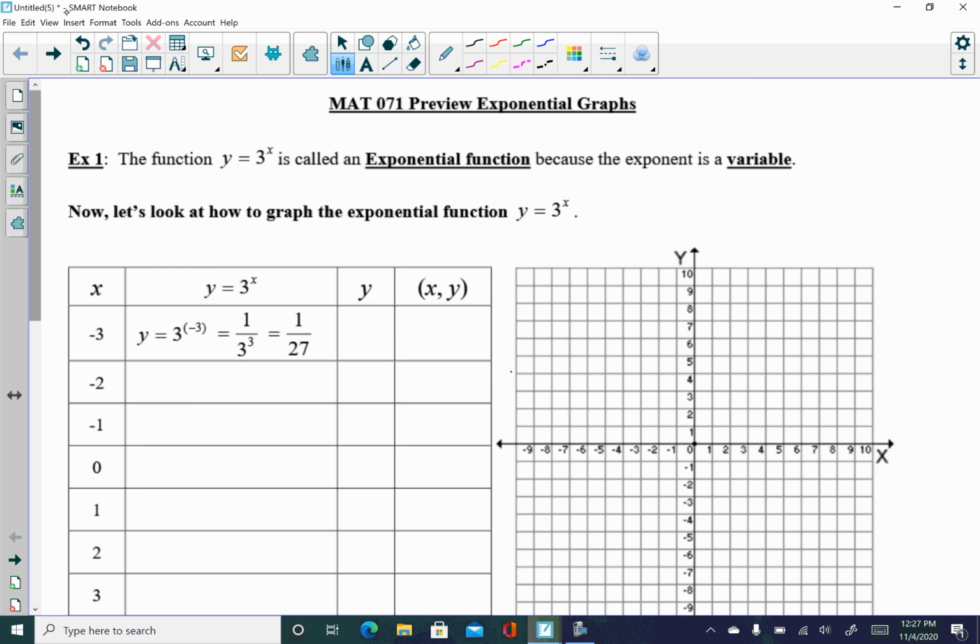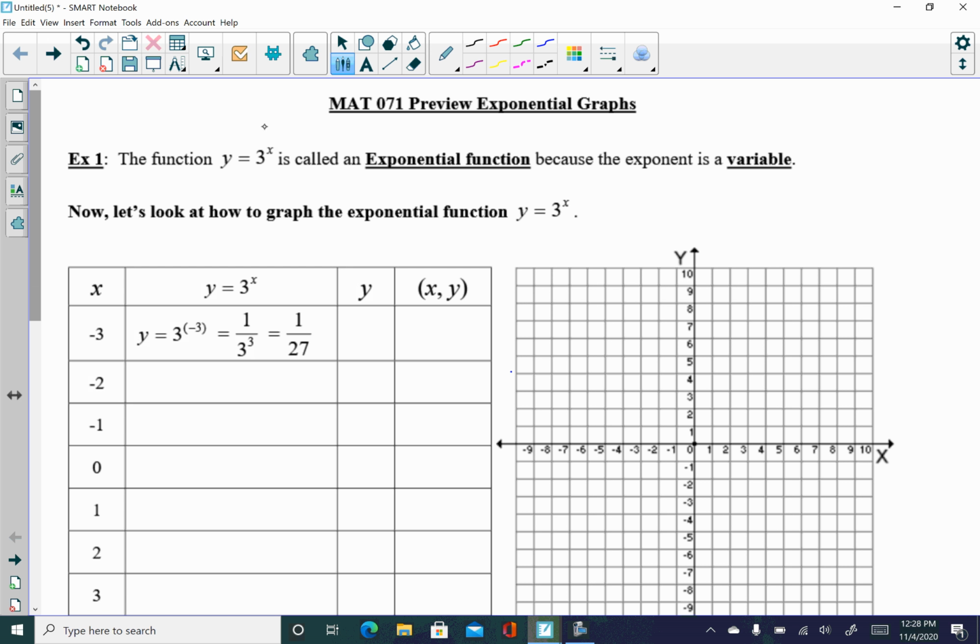Hi there. In this video, I'll be providing you with a preview of exponential graphs. We'll be looking at two specific examples. Any function is considered to be exponential when your variable is in the exponent. So we're going to be looking at two different types.